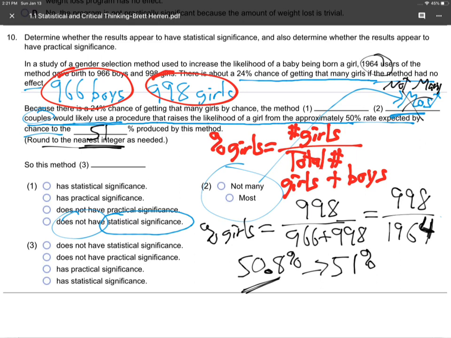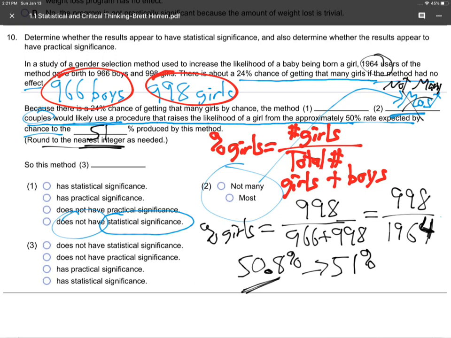So you see, this study is both not statistically significant, and not practically significant either. If it would have been like 80%, then it would have been maybe practical. Everybody see that? This one fails on both accounts. It fails to be statistically significant because the chance of luck is just too high.